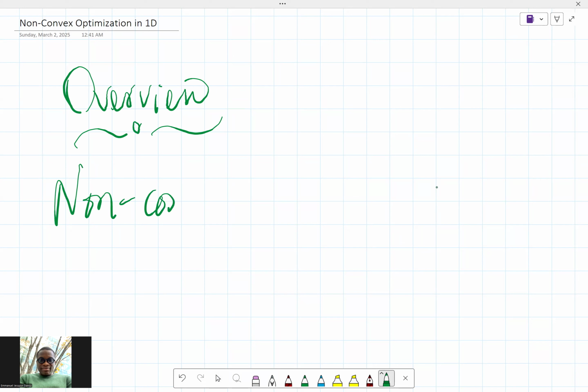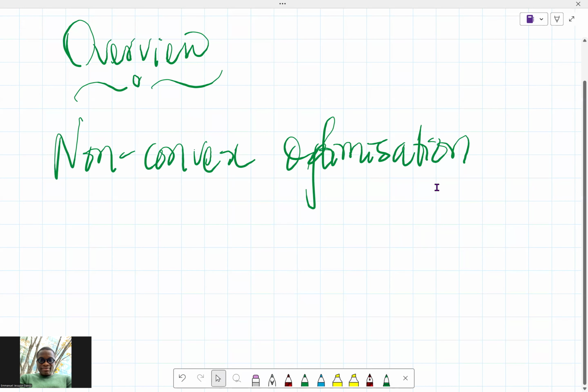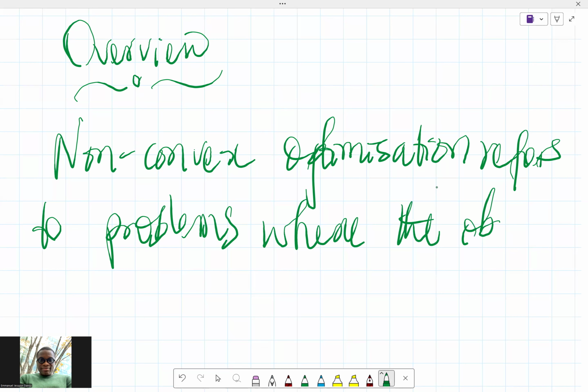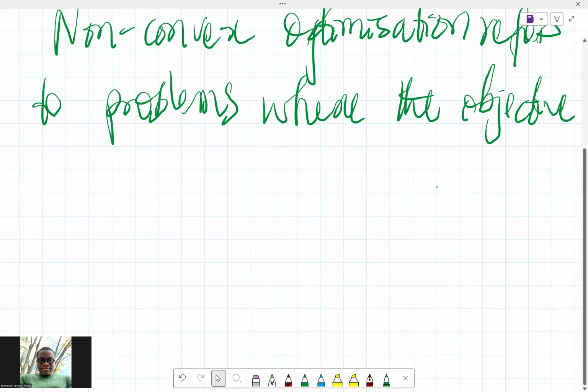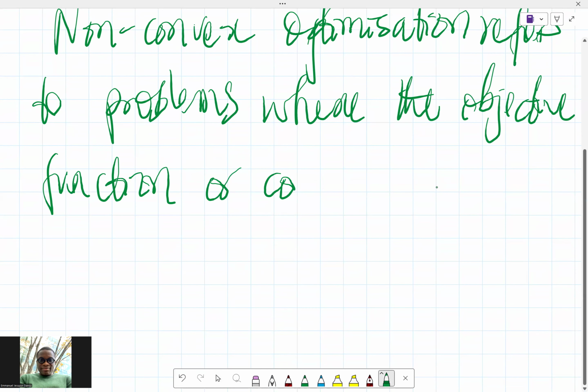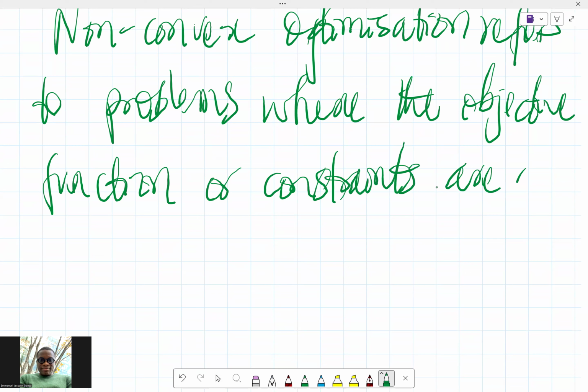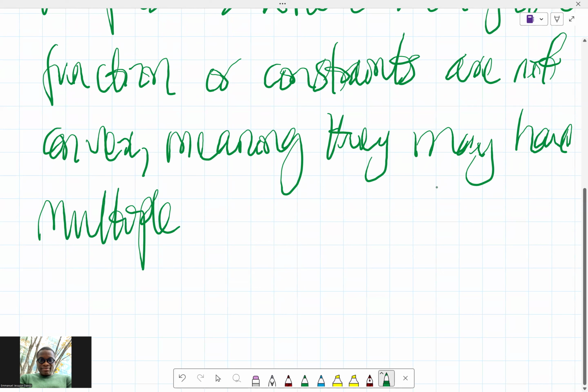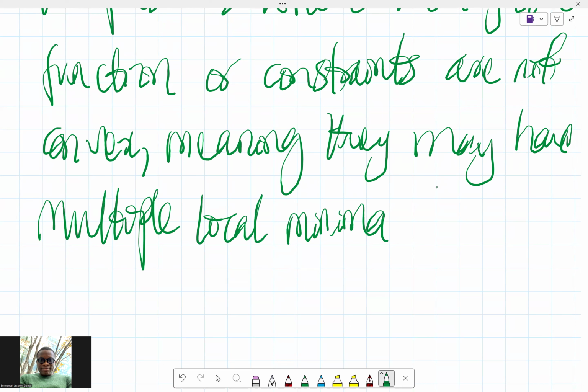So non-convex optimization, of course, since we've already understood the idea of convex optimization, we can maybe take a cue from that to understand non-convex optimization, which refers to problems where the objective function or constraints are not convex, meaning they may have multiple local minima or maxima.